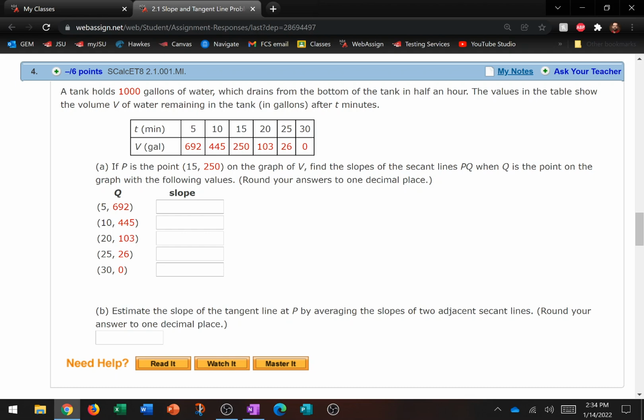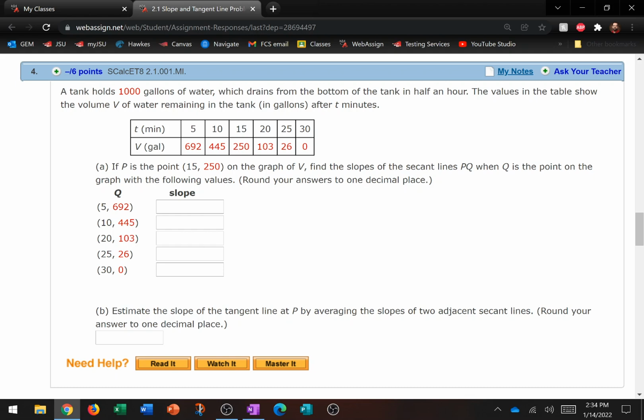Got a tank. Mine says it holds 1,000 gallons of water, drains from the bottom of the tank in half an hour. Values in the table show the volume of water that's still in the tank after t minutes. After so many minutes, how much water is left in the tank. Part A here says if P is the point 15,250, so in 15 minutes we got 250 gallons left in the tank. Find the slopes of the secant lines, PQ, when Q is a point on the graph with the following value.